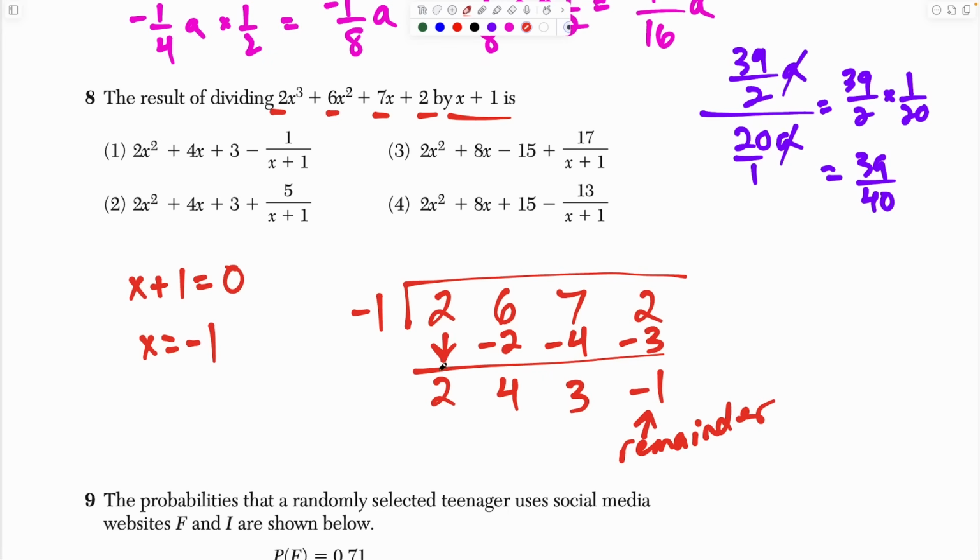And now the coefficients tell me what my quotient is. Since I'm dividing an x to the third, or a degree 3 polynomial, by an x plus 1, these are going to be starting at power 2 here. So I'm going to have 2x squared plus 4x plus 3, and then -1, I write -1 over the original divisor, x plus 1. So now let's see, we scan the answer choices. This is going to match up with choice 1.